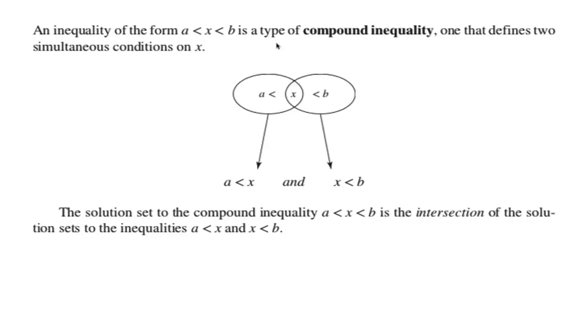Another kind of compound inequality is when you have something like this, where a is less than x, and x is less than b. So x is bigger than a, and x is less than b. This compound inequality can be broken down into a is less than x and x is less than b. So this is an intersection. This is a way to denote an intersection.